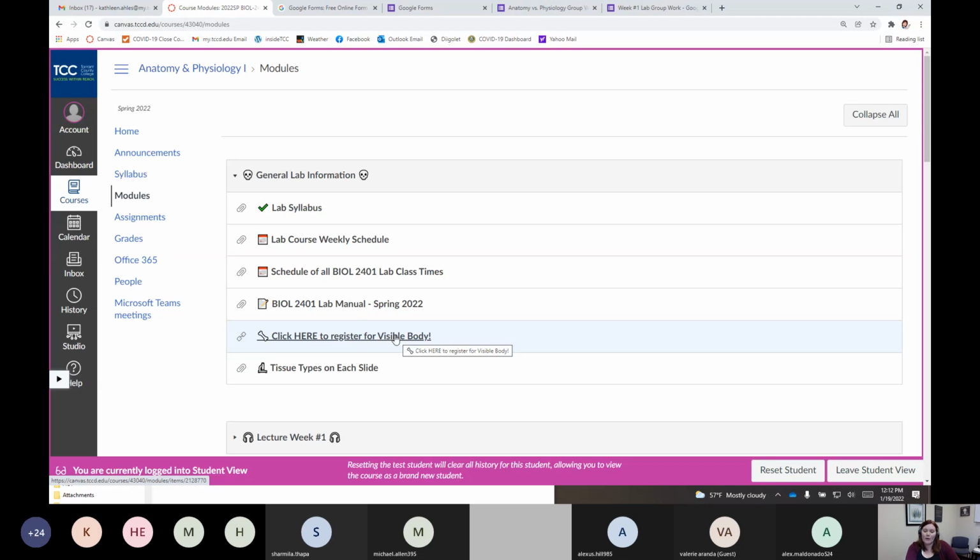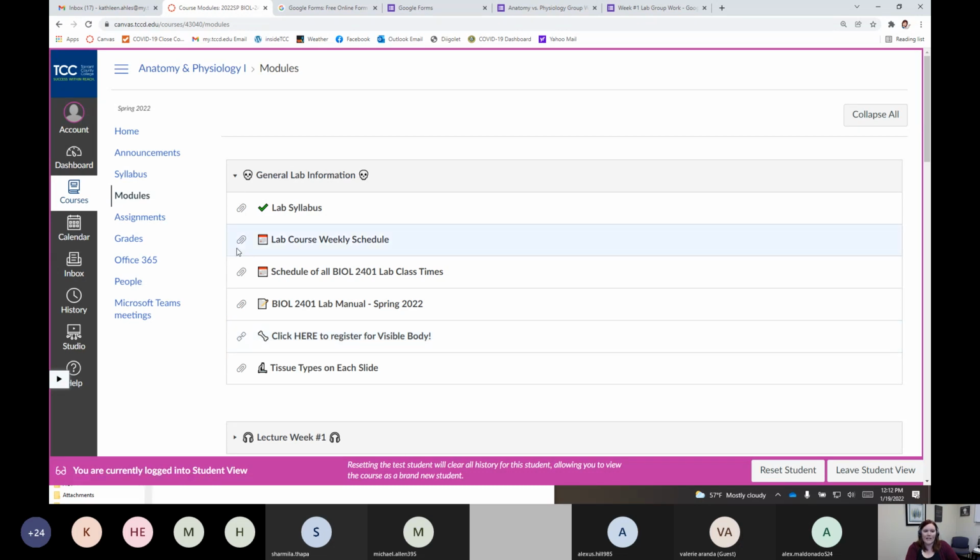So that's Visible Body. The first time you log in to Visible Body, you need to get to it through this point right here. We need to register for the class. Once you've registered, every other week, there'll be a link down in the module that you can click to and go straight to where you need to be.